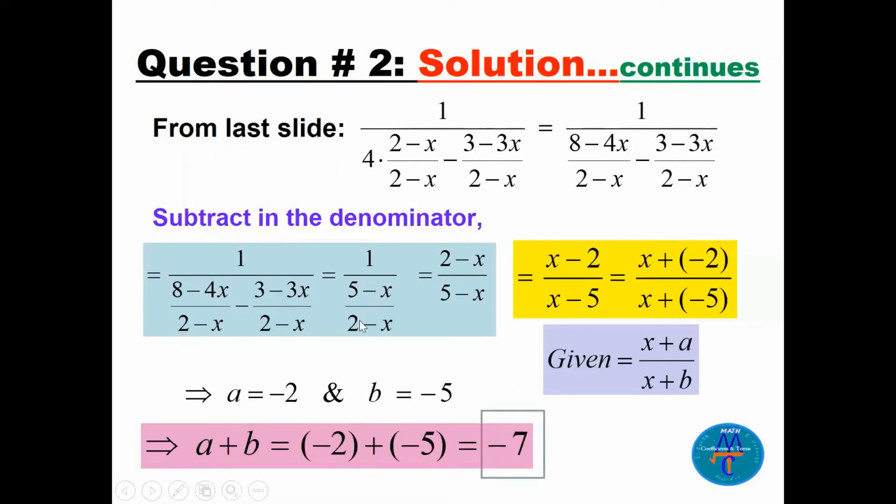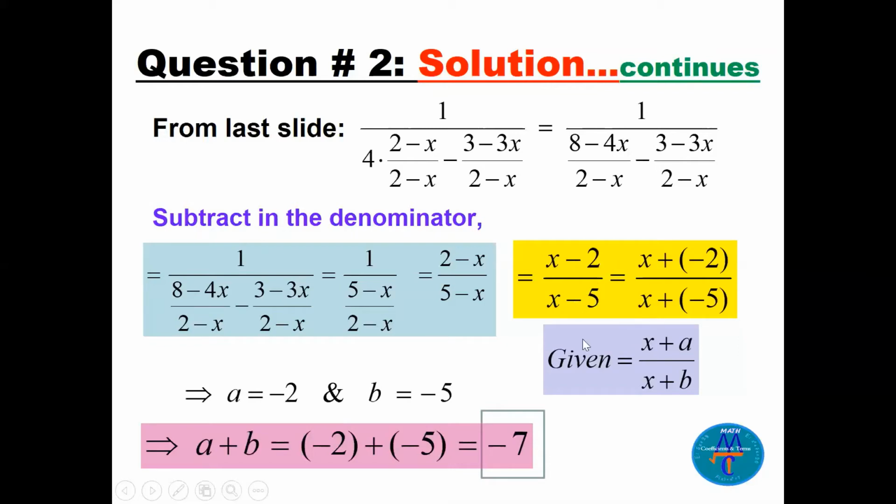Then we can use again RDF. So it will be 2 minus x over 1, times 1 over 5 minus x, giving 2 minus x over 5 minus x. But remember the given, I need x plus a over x plus b. So I multiply up and down by minus 1. This is a correct answer. But what I need, what is in the given? So I write x minus 2 over x minus 5.